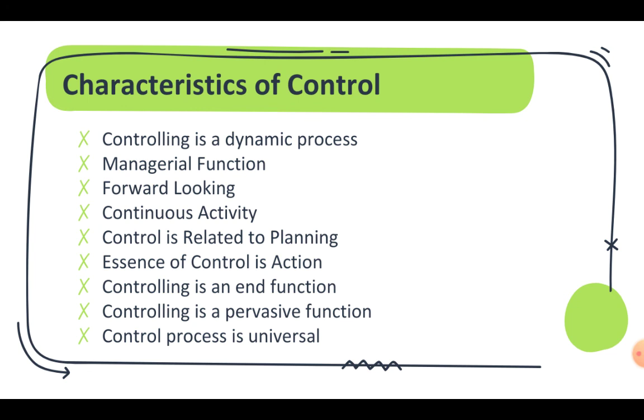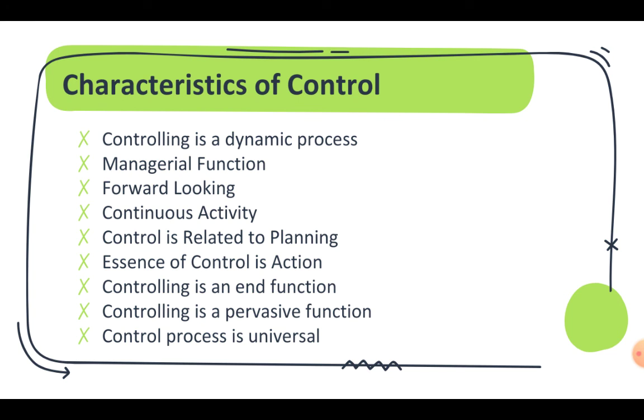So the seventh characteristic of control is that controlling is an end function. Controlling is an end function because it comes into action only after all of the tasks have been completed. First you have planning, right? After planning, you're carrying out the work. After all the work has been done, finally when the results come into the picture, only then will controlling also come. Therefore, it is said to be an end function.